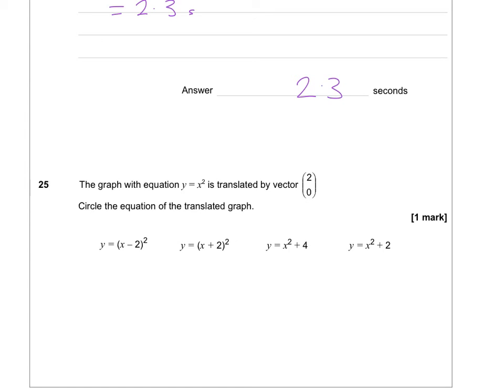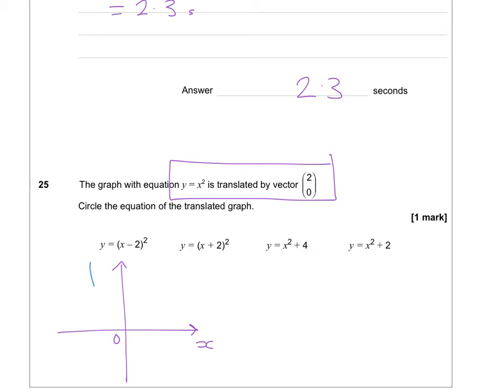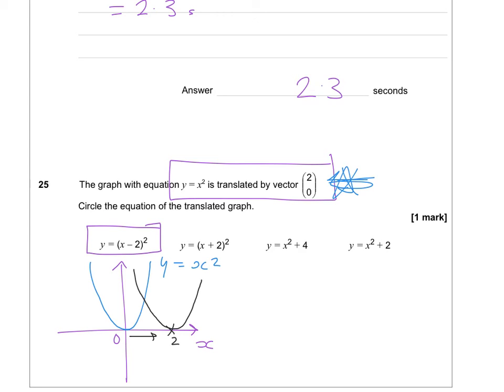Question 25. The graph with equation y equals x squared is translated by the vector (2, 0). So, if we sketch a diagram of this, this is the graph y equals x squared. This translation over here is a translation of 2 units in the positive x direction. So this is what the graph will look like after the translation. So we can see it is very clearly the graph of y equals (x minus 2) all squared.